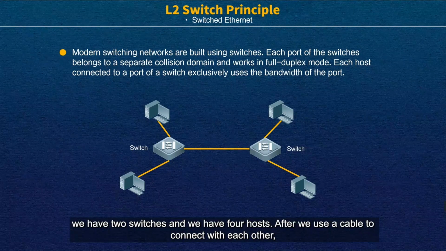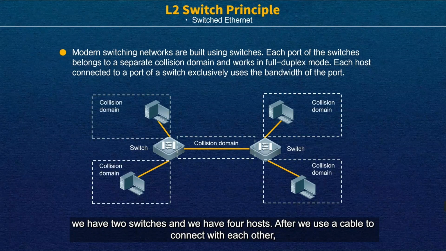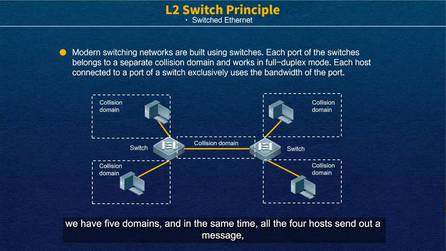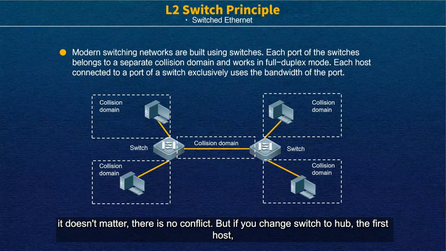We have two switches and four hosts. After we use cables to connect them with each other, we can divide them into different collision domains. In this topology, we have 5 domains. At the same time, all 4 hosts send out messages. It doesn't matter, there is no conflict.